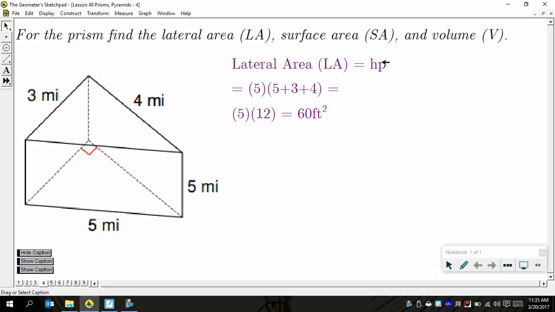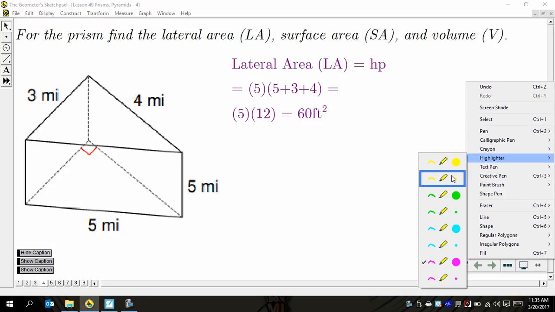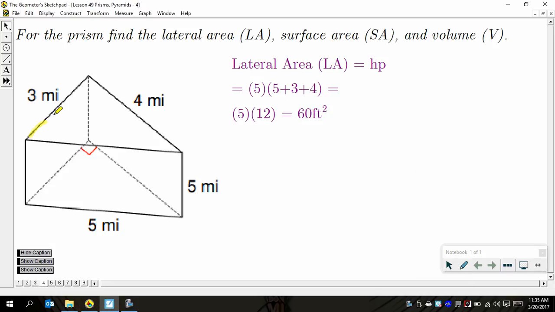So we've got to find the perimeter of the base. The base is the triangle. There's one on top and one on the bottom. We have one side that's 3, one side that's 4, and again, this side is 5. So we add those together and we multiply by the height, which is the distance between those two triangles.